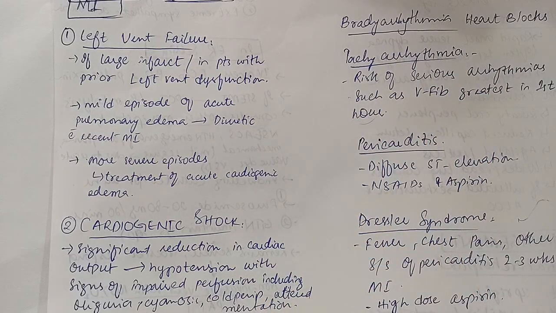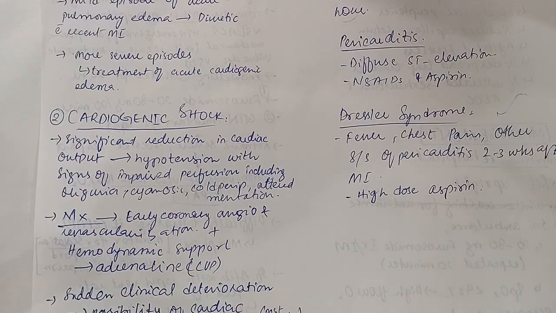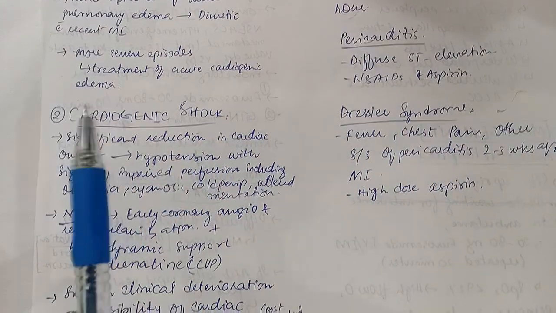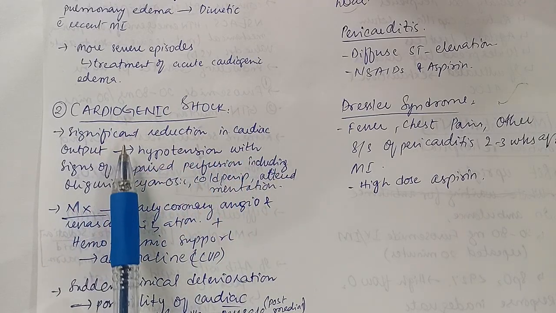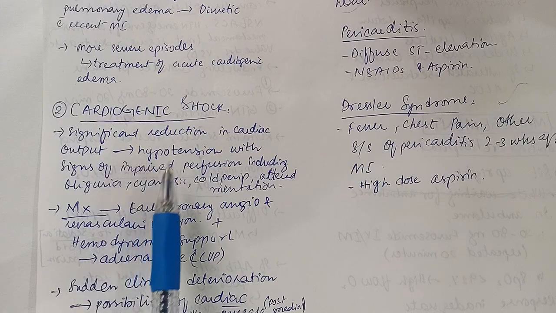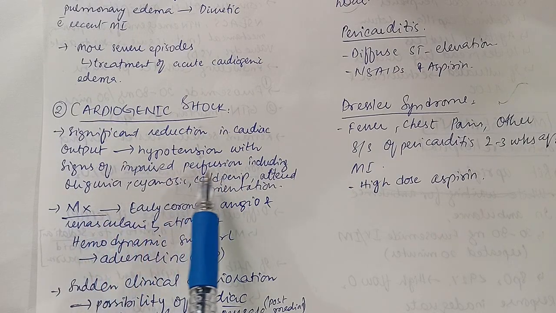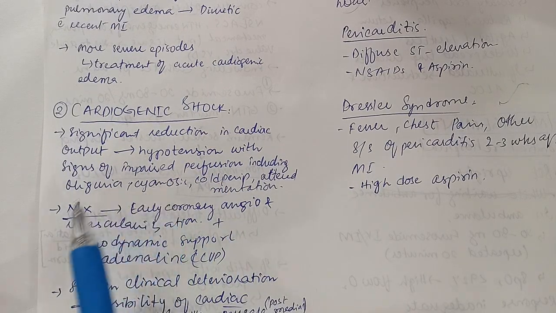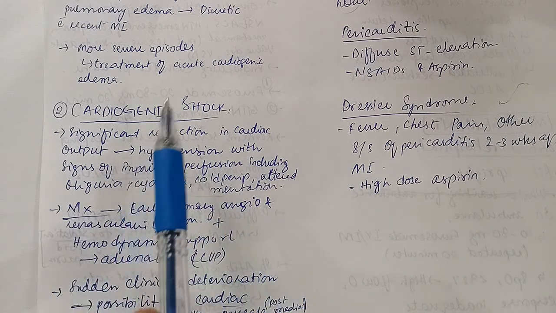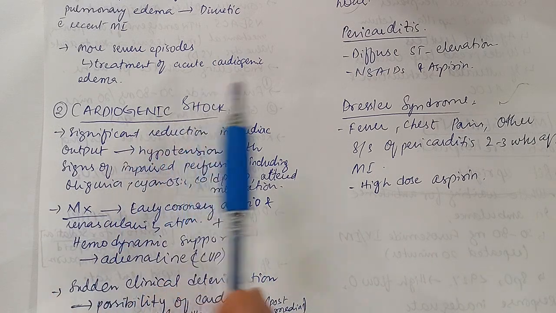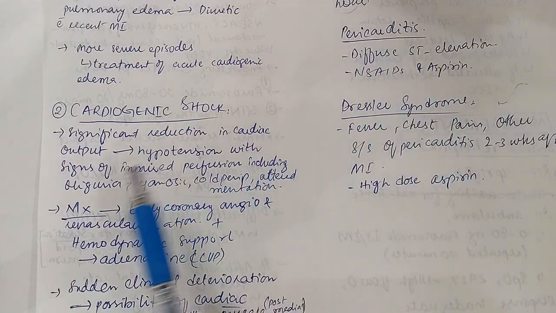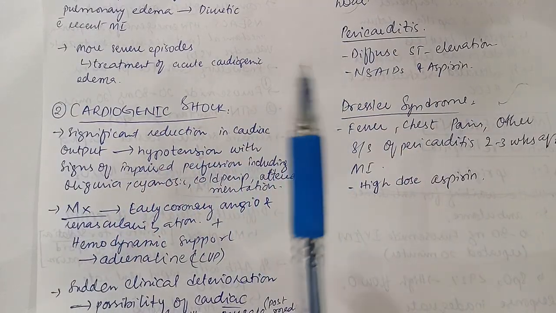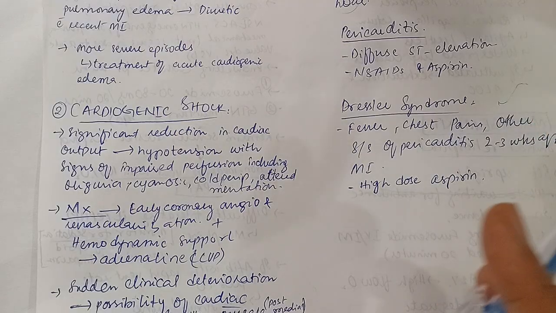Then we have cardiogenic shock, and cardiogenic shock is a systemic complication of MI. It is manifested when there is a significant reduction in cardiac output, presenting as hypotension with signs of impaired perfusion, including oliguria, cyanosis, cold peripheries, altered mentation. The causes of cardiogenic shock can be left ventricular failure or rupture, and there are other causes. It is actually when the heart is not able to pump enough blood and the cardiac output is decreased.